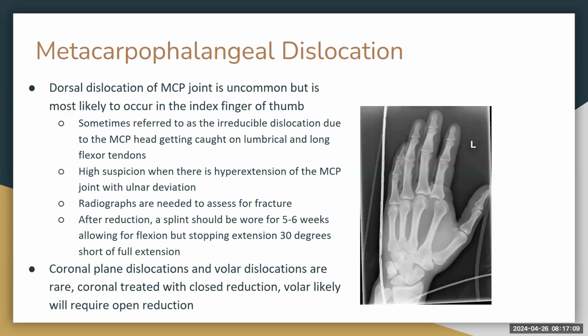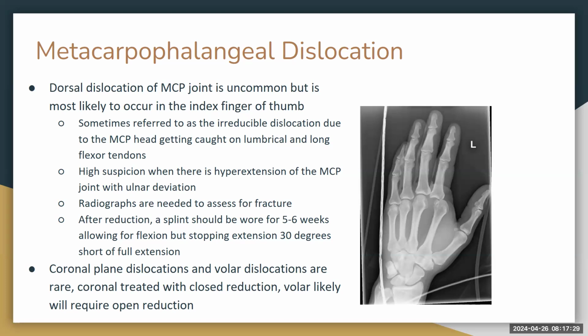So metacarpophalangeal dislocations. Dorsal dislocation of the MCP joint is uncommon, but that's the most likely one to occur, or it's most likely to occur in the index finger. Sometimes these are referred to as irreducible dislocations due to the MCP getting caught on the musculature in the area.